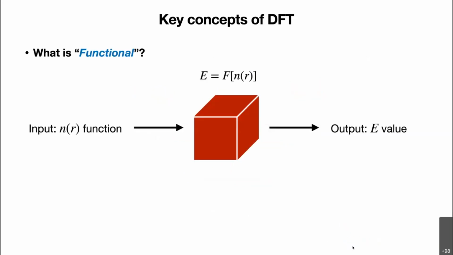And then you might think, what is a functional, not a function? A functional is totally different from a function. We know that for a function, the input is a variable and the output is a value too. But in a functional, the input is a function, not a value. So in DFT calculation, the input is the electron density, not the electron wave function, and the output is a value. So this is the functional: the input is a function and the output is a value. That's why we call it density functional.